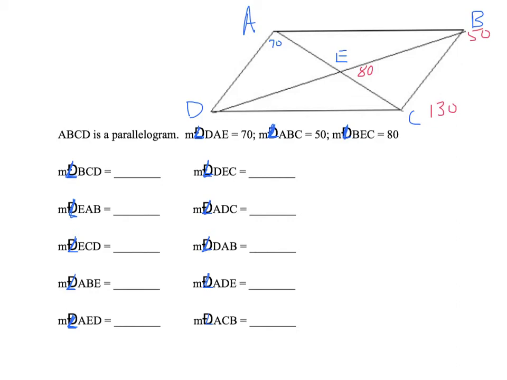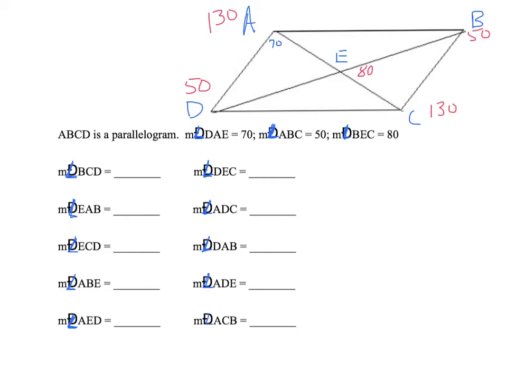Also, we know that opposite angles in a parallelogram are congruent. So if angle B here is 50 degrees, the whole angle, that means angle D, the whole angle down here, should also be 50 degrees. I also know that angle A and angle C are opposite angles, so those should be 130 degrees each.